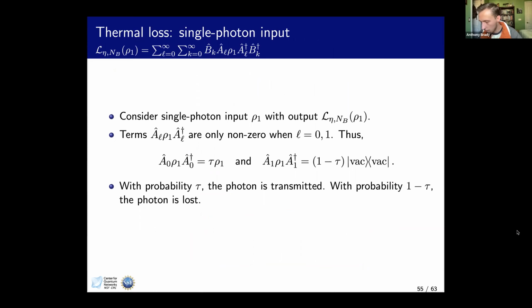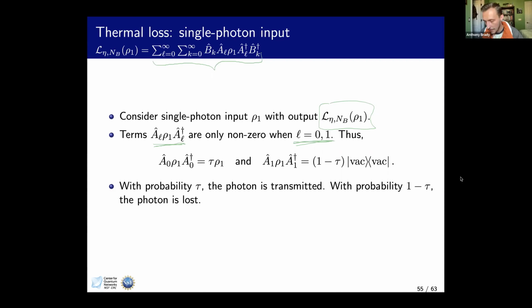So now we'll consider a single photon input with the output given formally by this, and even more formally by this representation up here. First of all, if we disregard the action of the amplifier, for these B operators, we only look at the A operators. Actually, this comes from an exercise previously, that terms that go like this are only non-zero when L equals 0 or L equals 1.